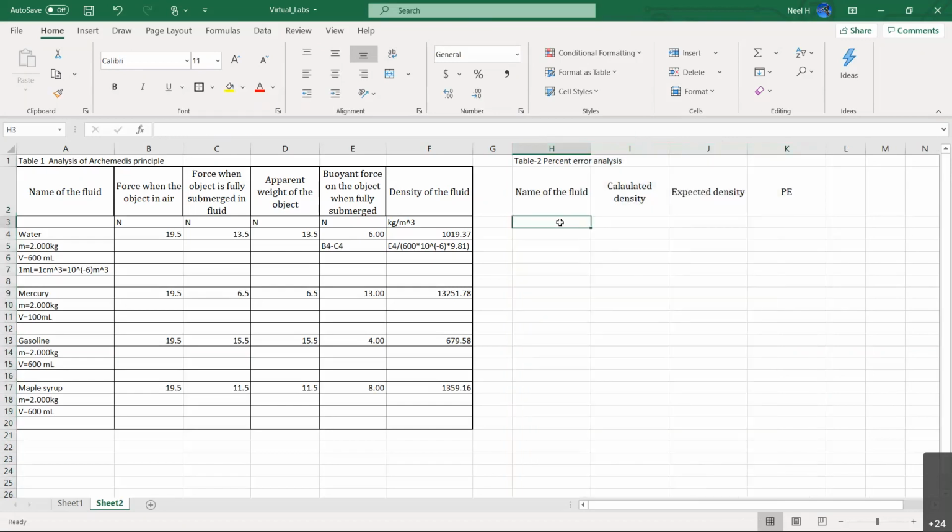Name of the fluid, we do in the fresh water. You can copy paste actually all the information from there directly if you want to. So we're working on water. And calculated density, don't write it down here. Instead, actually, you can copy paste directly this number, right? So you already have it here, calculated density.